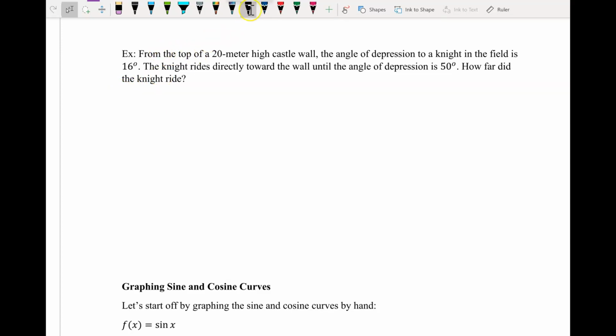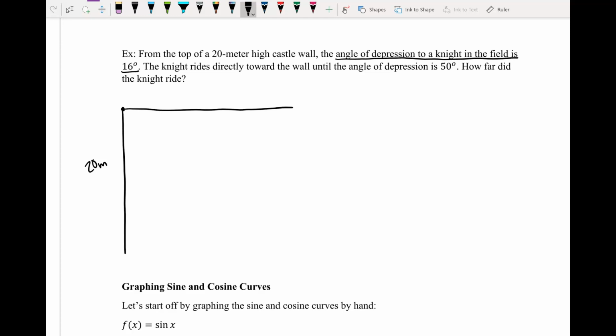So maybe let's go ahead and I'm going to try it out. So we have for the top of a 20-meter high castle wall. So let's say this is the castle wall. And it's 20 meters. Okay, the angle of depression. So I'm going to put a point here and write a horizontal line. So kind of imagine that's a line of sight. So from the top all the way down to where the angle of depression to a knight in the field is 16 degrees. Okay, so going from here all the way to maybe some other point out here. It's terrible, but whatever. This guy is 16 degrees.